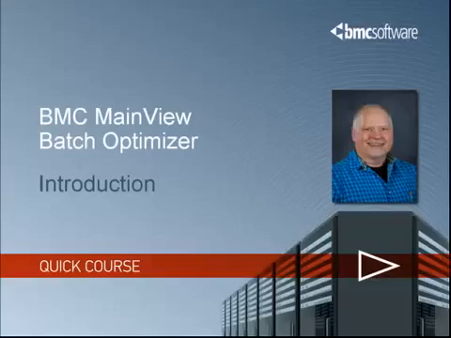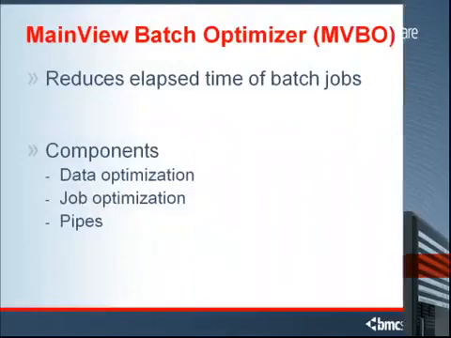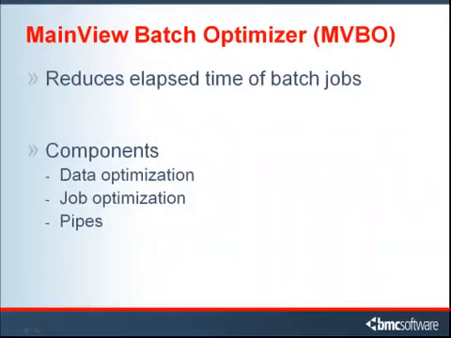In this demo, I'll provide an overview of MainView Batch Optimizer, also known as MVBO. MainView Batch Optimizer reduces elapsed time for batch processing by removing embedded wait times. It reduces I/O wait time using enhanced I/O routines. MainView Batch Optimizer runs jobs and job steps in parallel so the jobs do not waste time serializing. Also, it exploits parallel sysplex utilization.